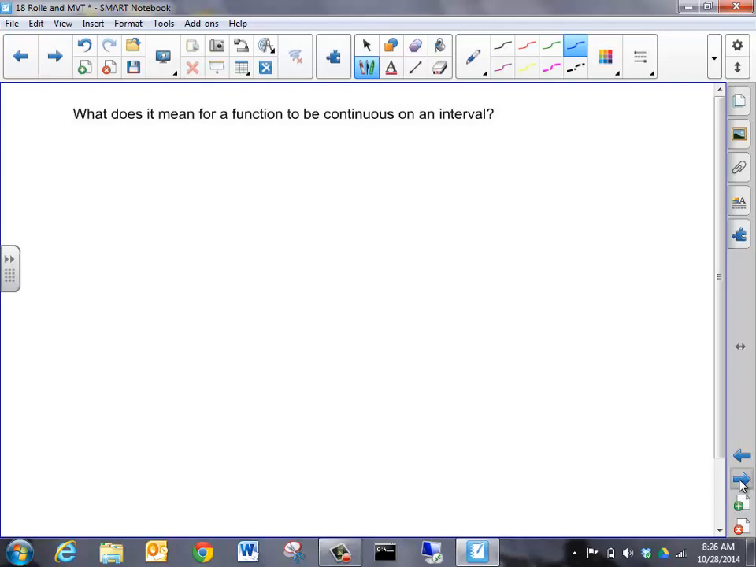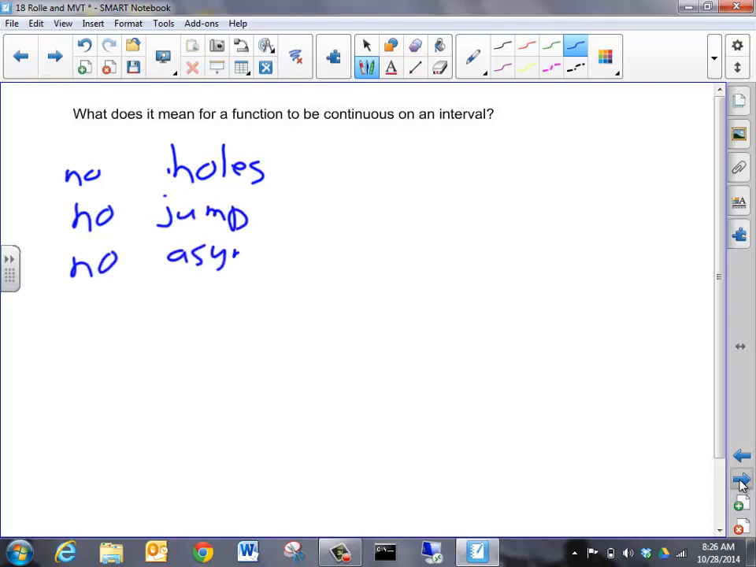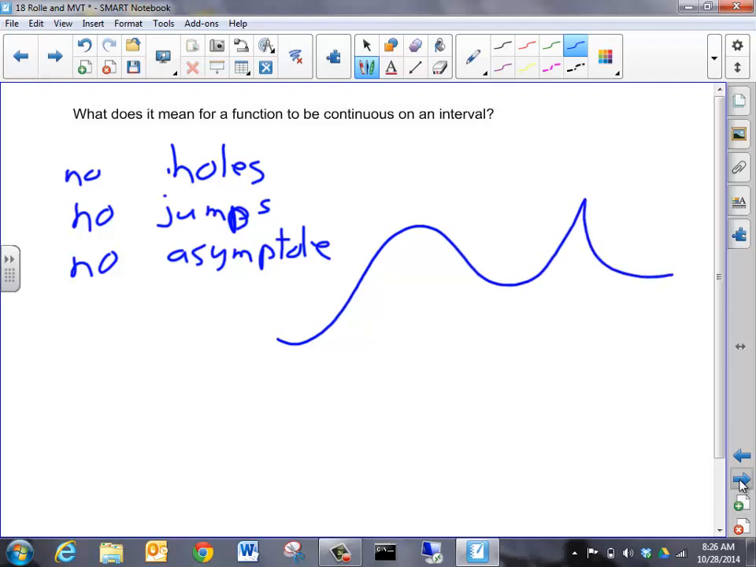No holes. This is going way back in your brain there. No holes. No jumps. No asymptotes. What does it look like? Right, if once I put my pencil down on the paper and start drawing it, it's never going to stop, right? So that would be an example of a continuous function.